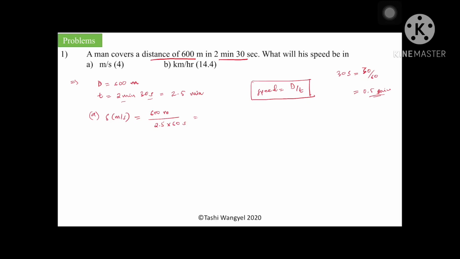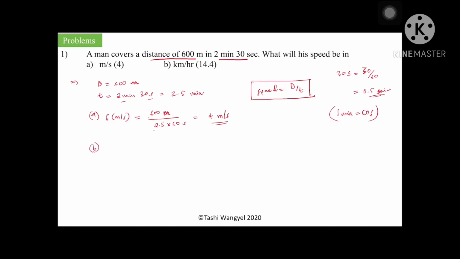So we need the speed in meter per second. The distance is in meters and the time must be in seconds. We know that 1 minute is equal to 60 seconds. Therefore 2.5 minutes is equal to 2.5 times 60 seconds.